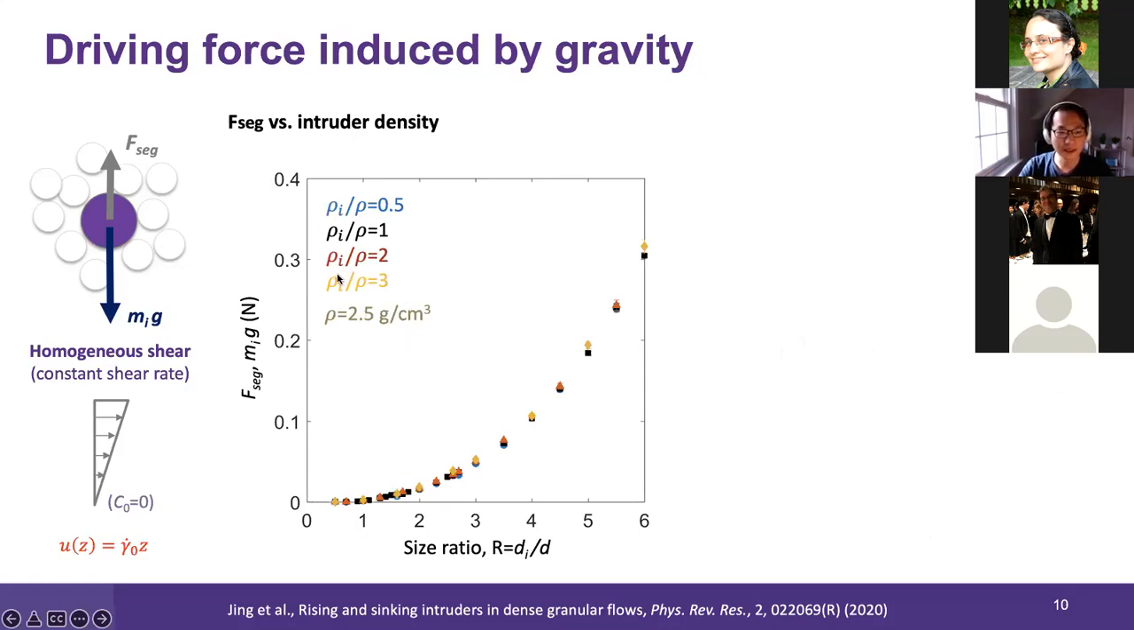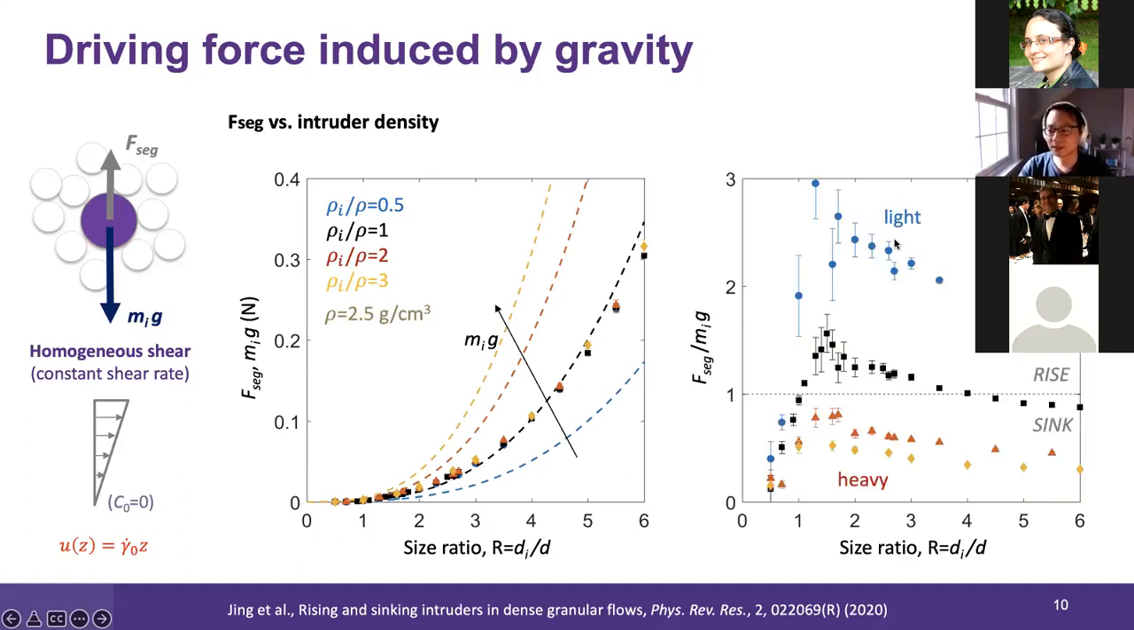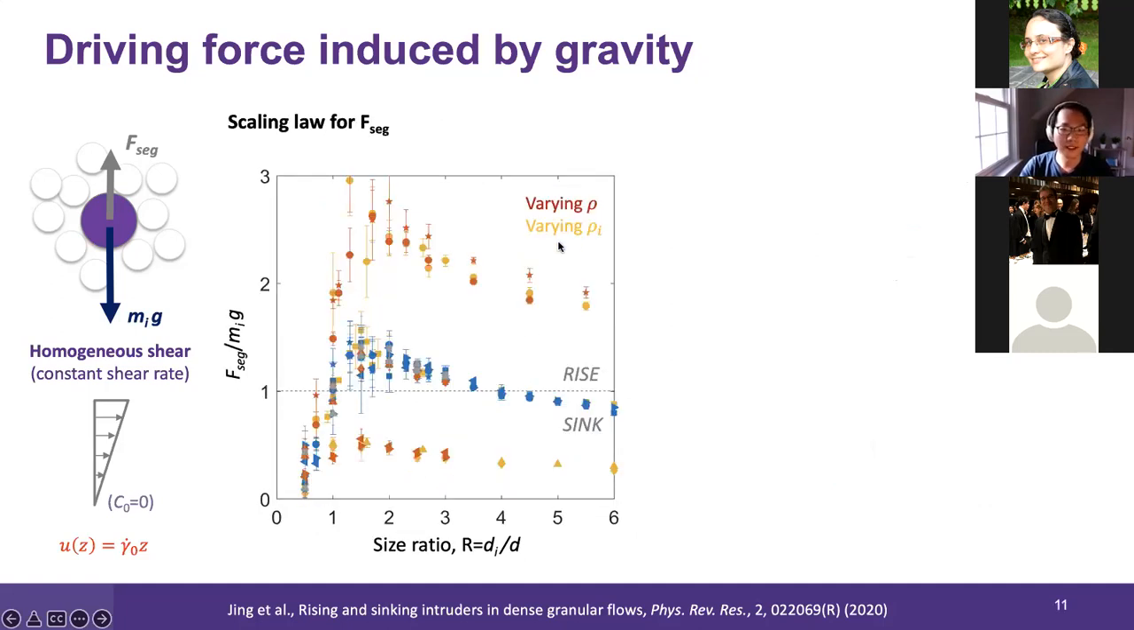We also change the density ratio of the intruder. Here we found that changing the density of the intruder itself doesn't change the result very much, but the weight of the intruder changes a lot. So if we again take the ratio, we can see light intruders rise all the way, while heavy intruders always sink. It's really a balance between the segregation force and the weight of the intruder. Similarly, we can change the density of the bed particles, and we end up with three curves here for different density ratios.